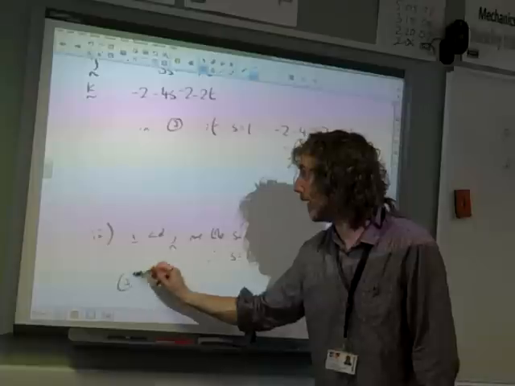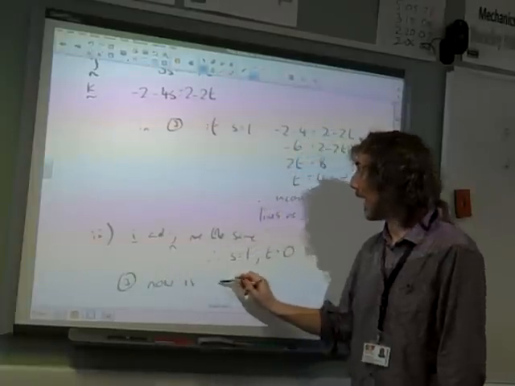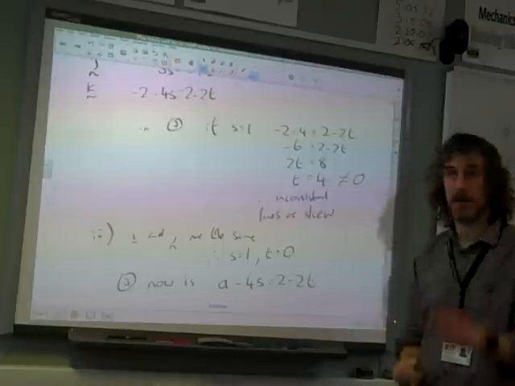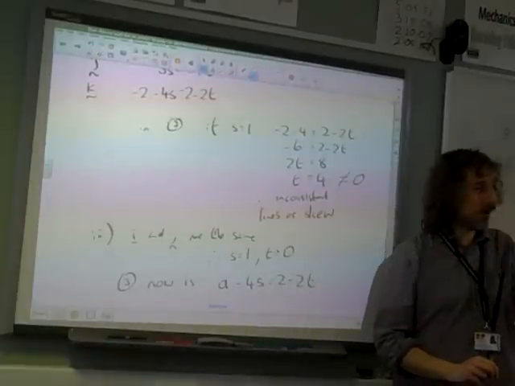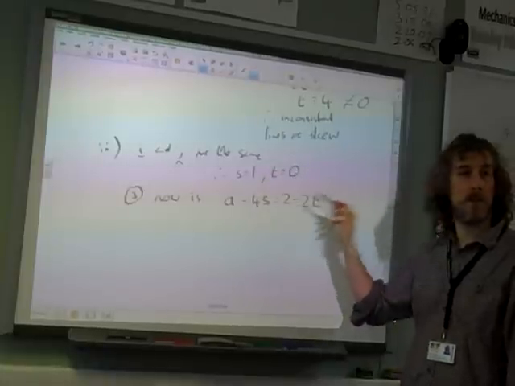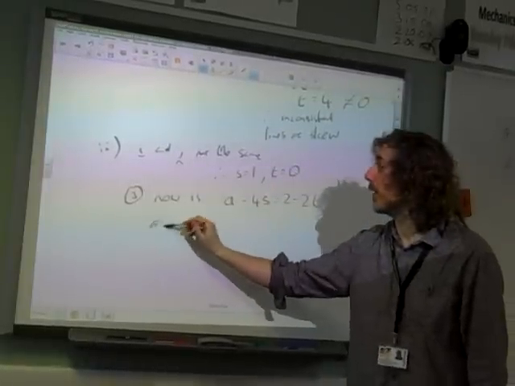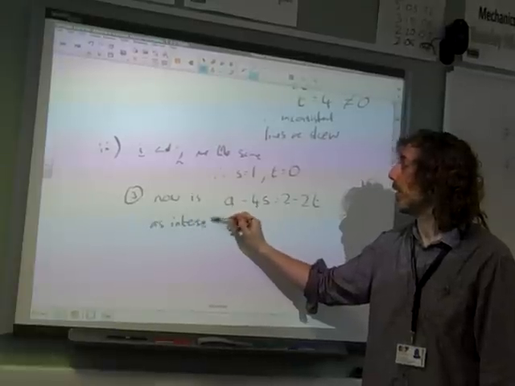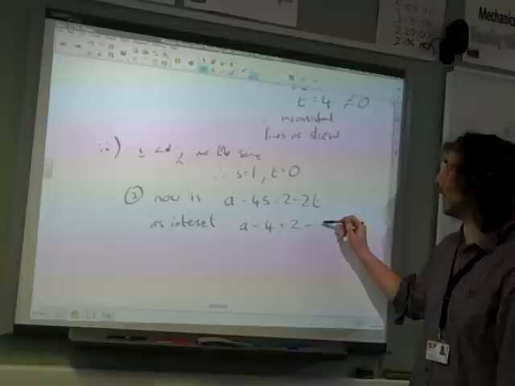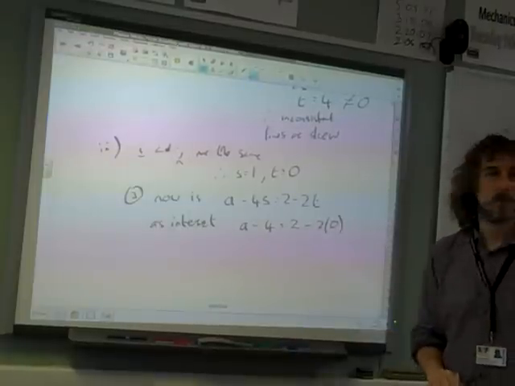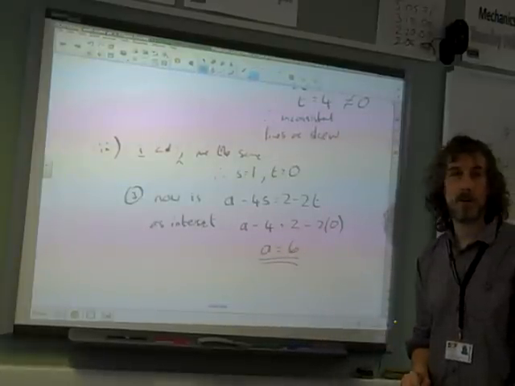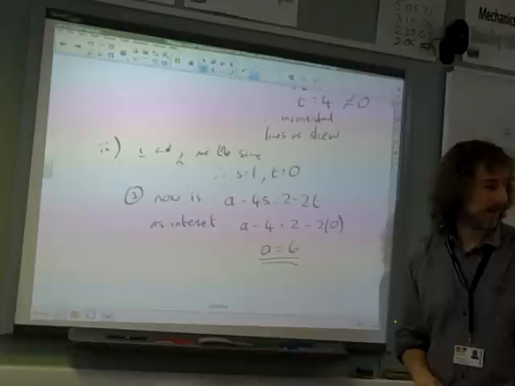Equation 3 now is a minus 4s is 2 minus 2t. But because they intersect, we know for certain that s equals 1 and t equals 0 fits this equation. So a minus 4 times 1 is 2 minus 2 times 0. a is 6, and we're done. That's a really nice end to that question. I really like that.